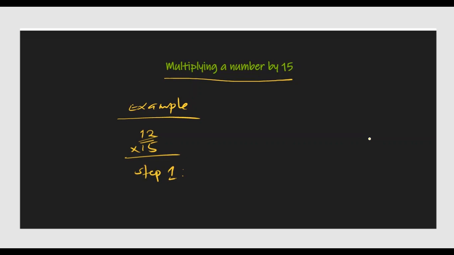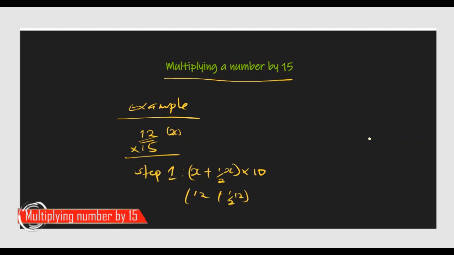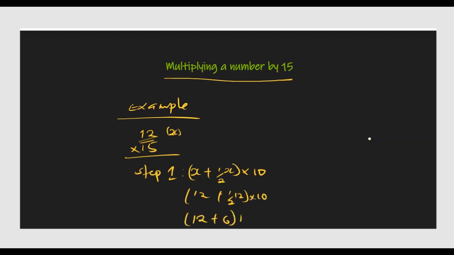Suppose you have this number as x. We're going to say: what is x plus half of x? Then, because this is 15, we multiply that by 10. If you look at the video we did previously on how to multiply numbers that end with 5, you want to make it a whole number that ends with 0. So the first method would be 12 plus half of 12, multiplied by 10. Here it's going to be 12 plus 6, multiplied by 10. So we have 18 multiplied by 10, giving us 180, which becomes our answer.